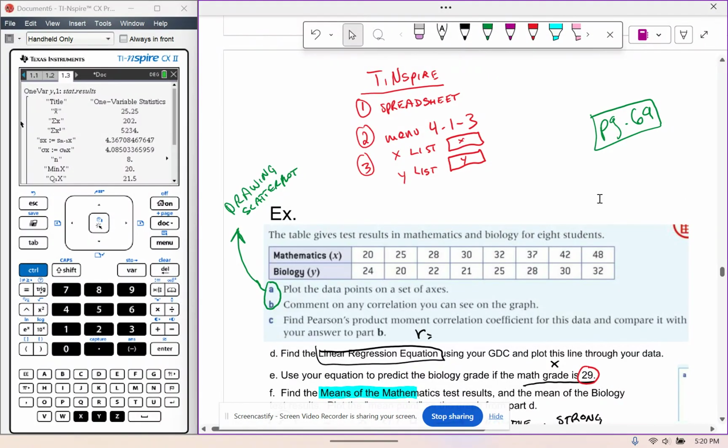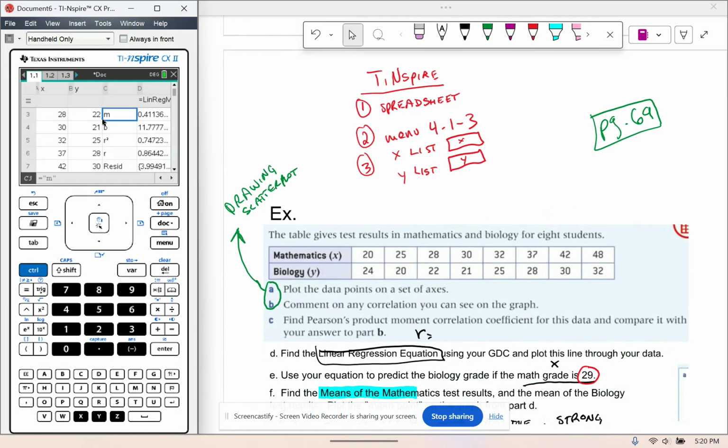So again, we're still on page 69. We already have the data in the calculator, so I figure why not? So I'm just going to go back and remember we have all the data. My math is my X values. My Y is my biology values, right? So I'm just showing you right here. That's where our values are.